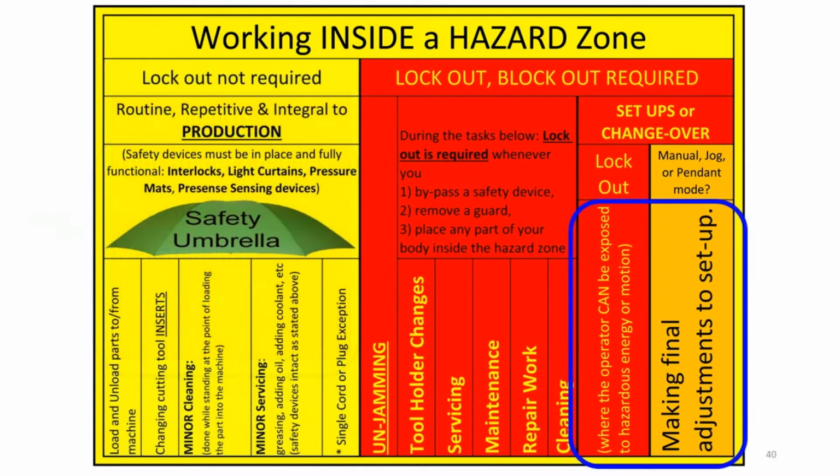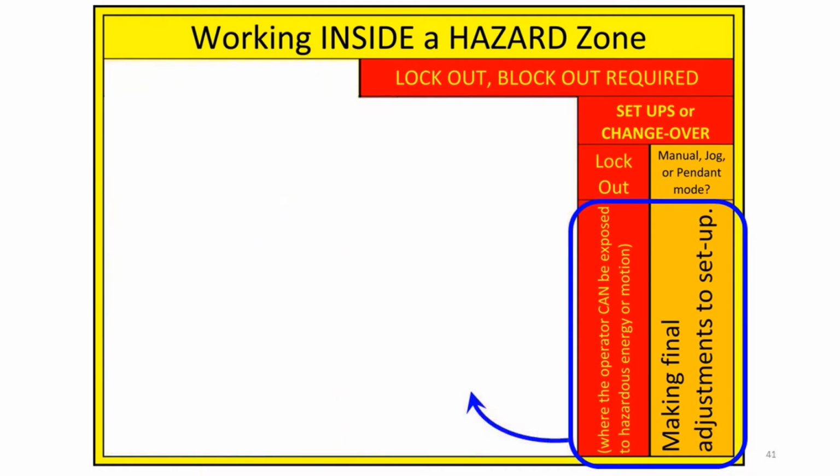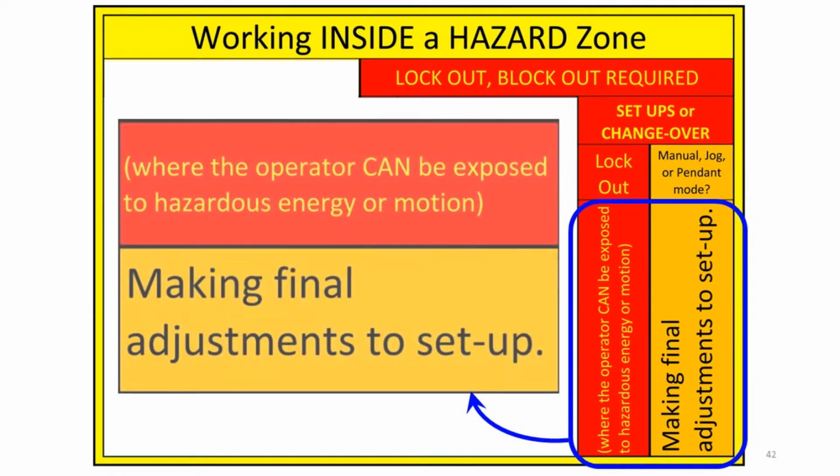Now it's time to look at just the two final columns on the right side that address setups and changeovers. Again, we'll rotate the tasks in the blue box up and to the left so we can more easily read them.